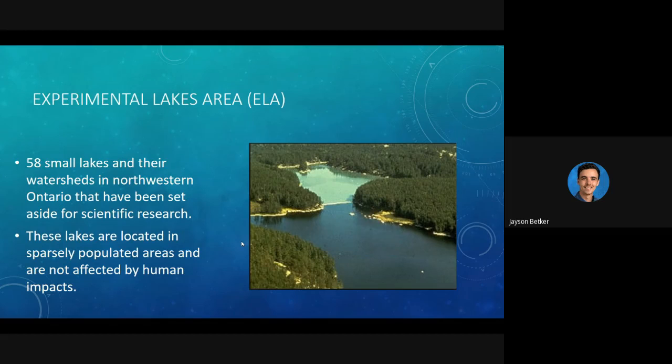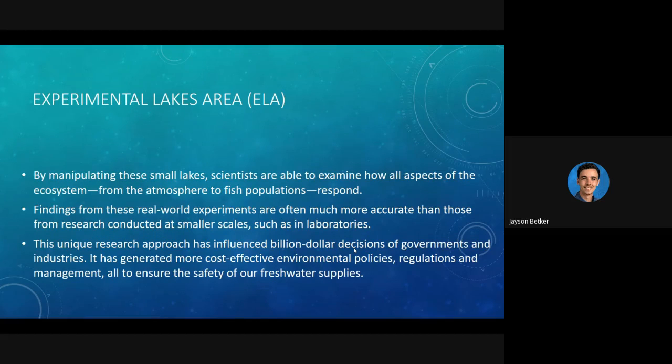So there's an area in Canada called the Experimental Lakes Area, and it's about 58 or so. That's the number that I have here. Small lakes and watersheds in northwestern Ontario that have been set aside for scientific research, and it's for us to be able to research what happens when we have excess phosphorus and excess nitrogen inside of a body of water. So these lakes are all located in areas that are very sparsely populated. Therefore, we're not affecting humans by this impact. It gives us just a nice little isolated area to be able to look at some side effects of this.